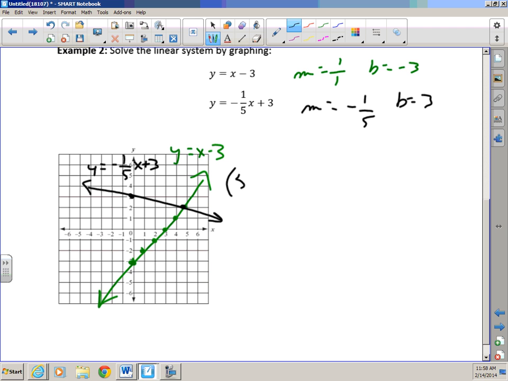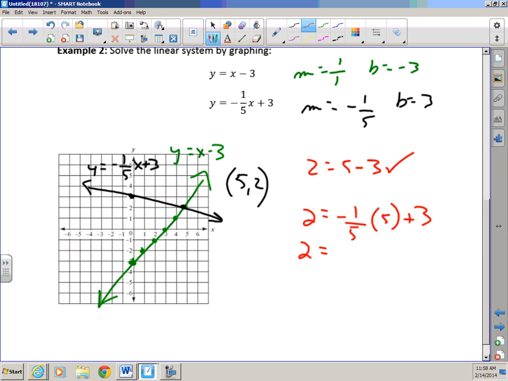And my point of intersection is (5, 2). If I plug 5 and 2 into each of these equations, it'll work. So 2 equals 5 minus 3, and 2 equals negative 1 over 5 times 5 plus 3. Negative 1 over 5 times 5 is negative 1, and we see that it works. Okay? Now we're going to look at two special cases.